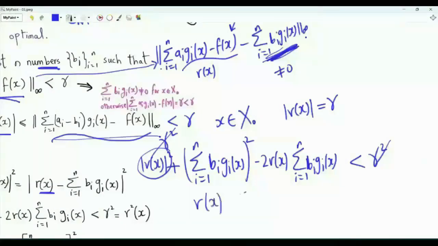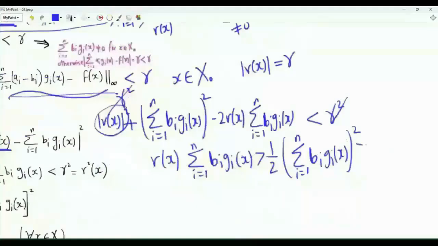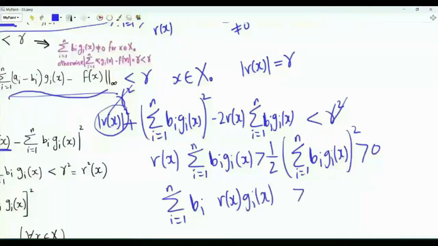And what we have is that r of x, summation i from 1 to n, bi gi of x, is strictly greater than 1/2 summation i from 1 to n, bi gi of x, all squared. Note that this summation cannot be equal to 0. This square is strictly positive. What we have is that summation i from 1 to n, bi r of x gi of x, this is a strictly positive quantity for any small x in the set big X0.